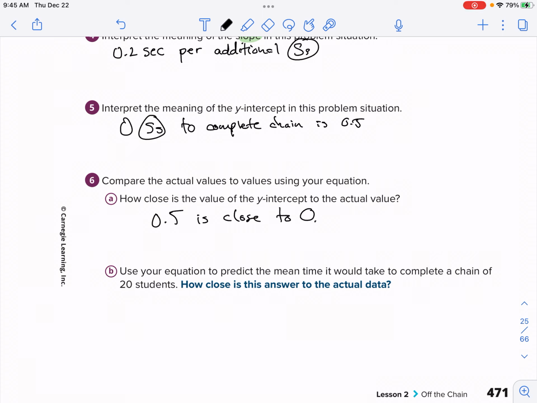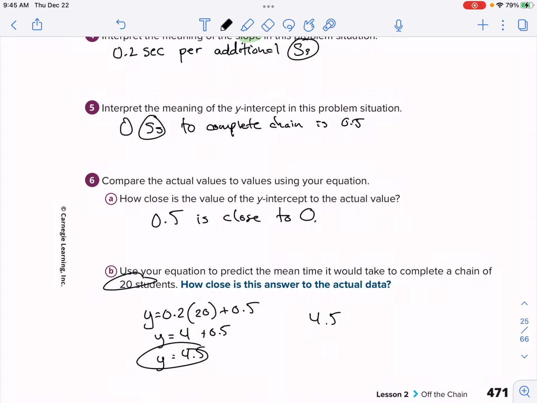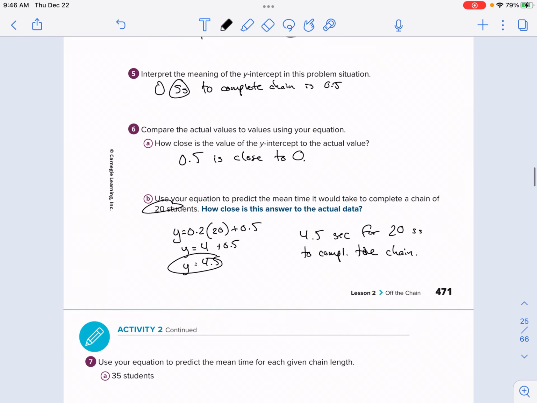Use your equation to predict the mean time it will take to complete a chain of 20 students. So we'll plug that in here. Instead of 0.2x, 0.2 times 20 plus 0.5. So 0.2 times 20 is 4, and 4 plus a half is 4.5. So what that means is it would take 4.5 seconds for 20 students to complete the chain.